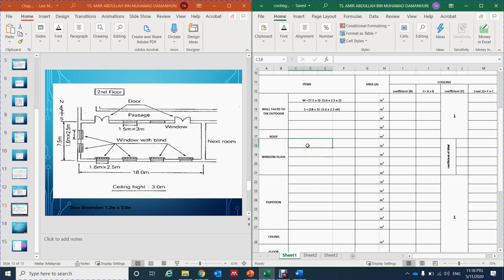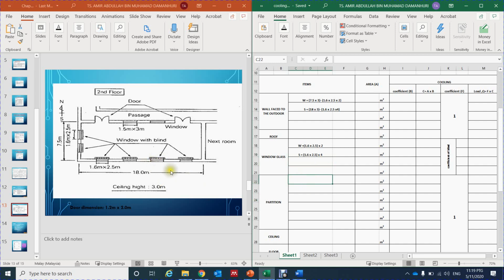So now the first one will be the west window, which is 1.6 meter times 2.5, and then we have to times 2, because they have 2 on that west side, and then on the south side we have 1.6 times 2.5, and then we have to times by the quantity of the windows there. And then next one will be the partition.